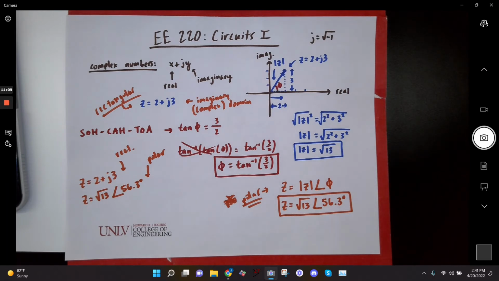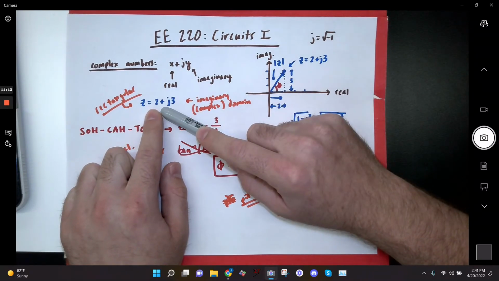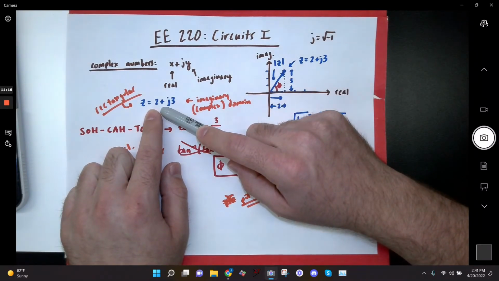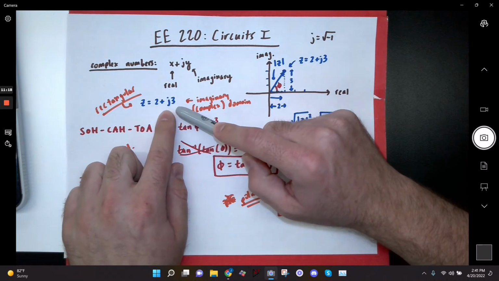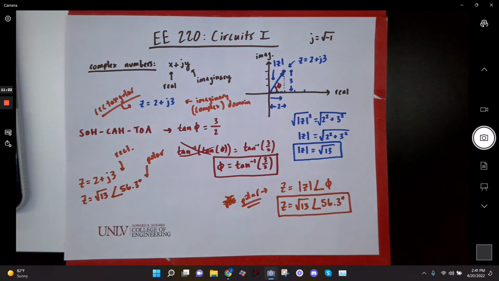Because when you get an impedance, if I have 2 plus J3 and I call this an impedance, that means my impedance that's not frequency dependent is 2, and my impedance that is frequency dependent is 3. So it's just using this same mathematical structure to keep everything organized when we analyze these circuits.